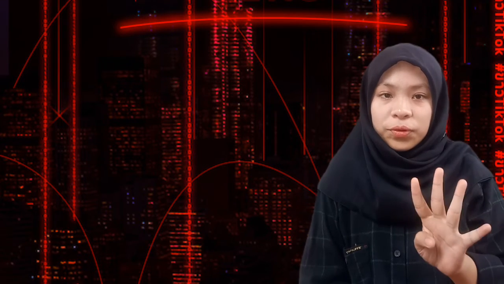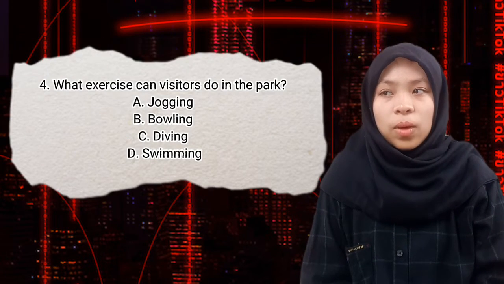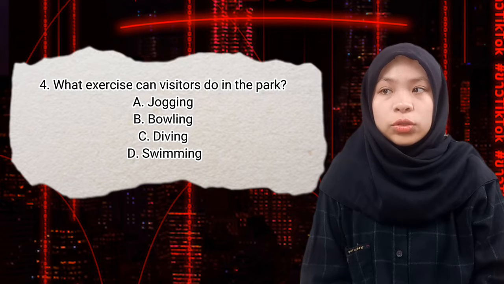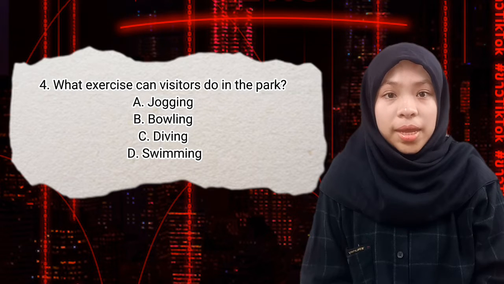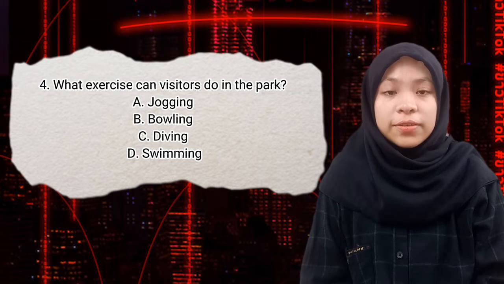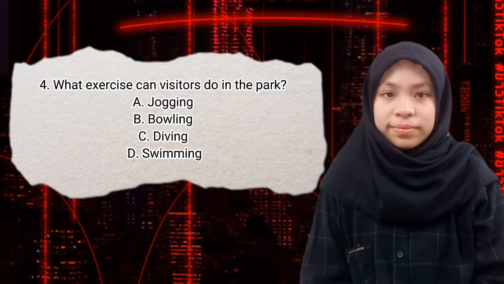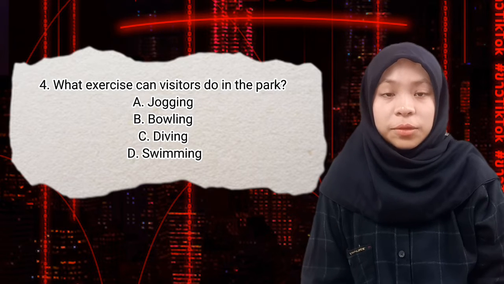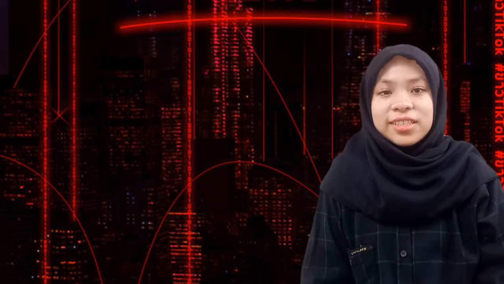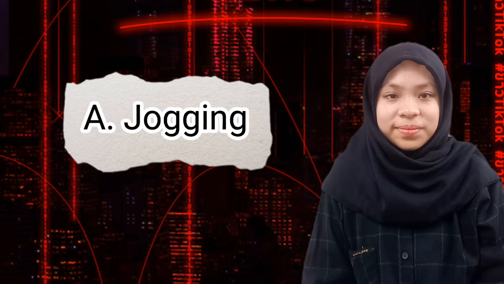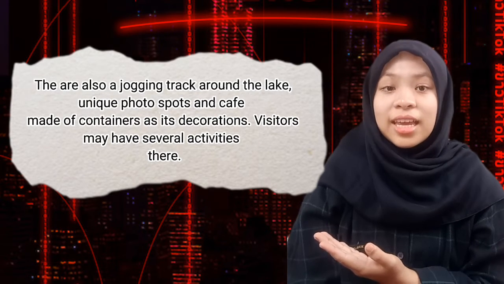Question number 4. What exercise can visitors do in the park? A. Jogging, B. Bowling, C. Diving, and D. Swimming. What is the answer? It's true. The answer is jogging. Why? Because we can see at the last paragraph in the first sentence. This is the first sentence in the last paragraph.